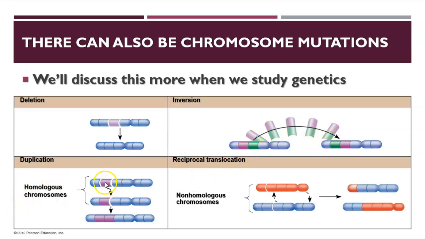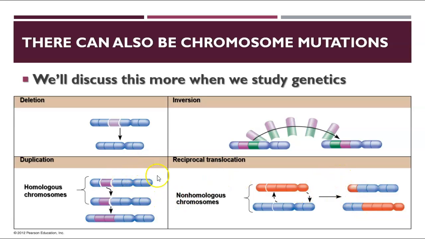A duplication would be if one part got copied twice, then you have a whole bunch of extra stuff there, which might be beneficial or might be harmful depending on what it is. And then sometimes you have something called a reciprocal translocation, where part of one non-homologous chromosome breaks off and attaches to a different one. And so you end up with two chromosomes that have parts of each other rather than parts of the same one.